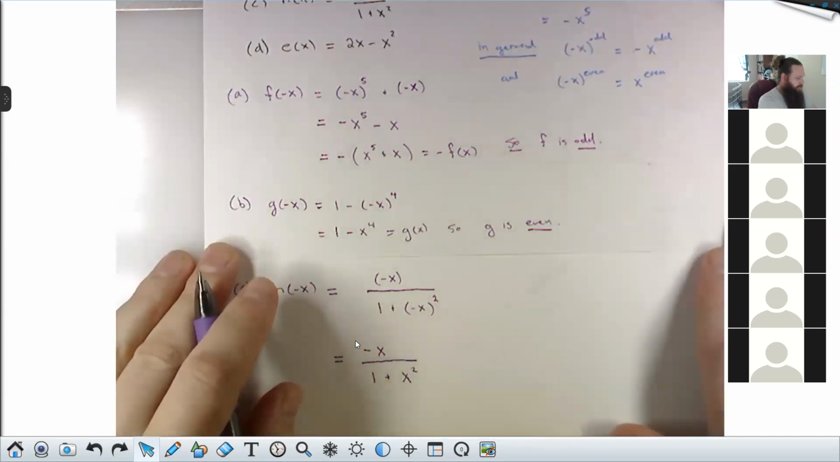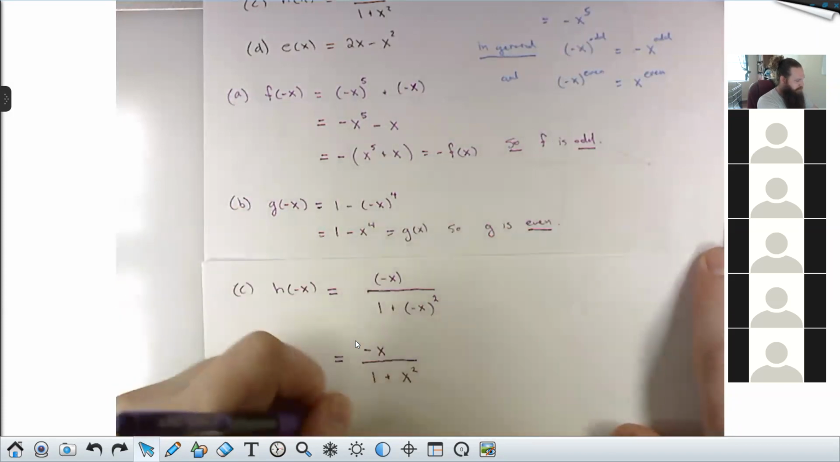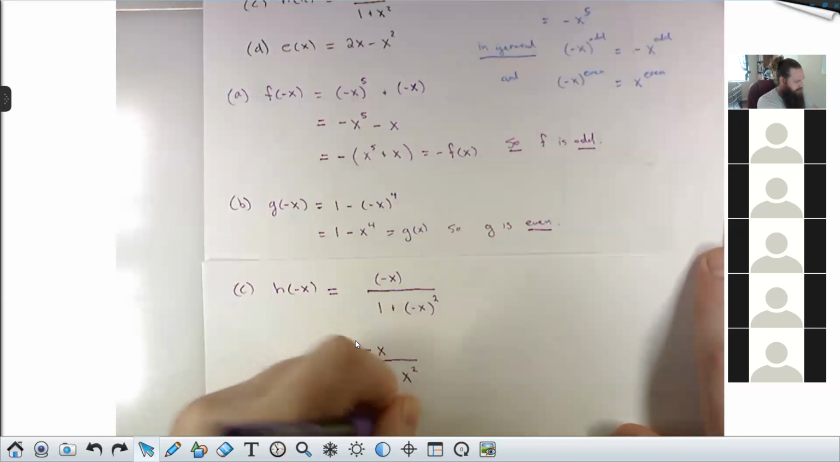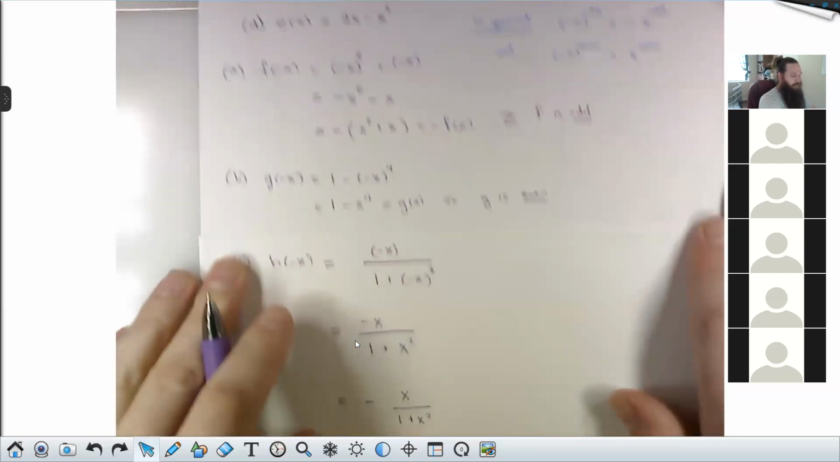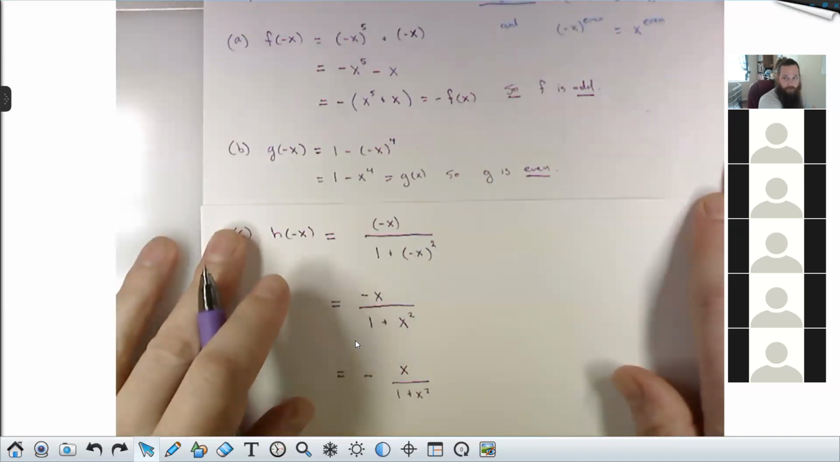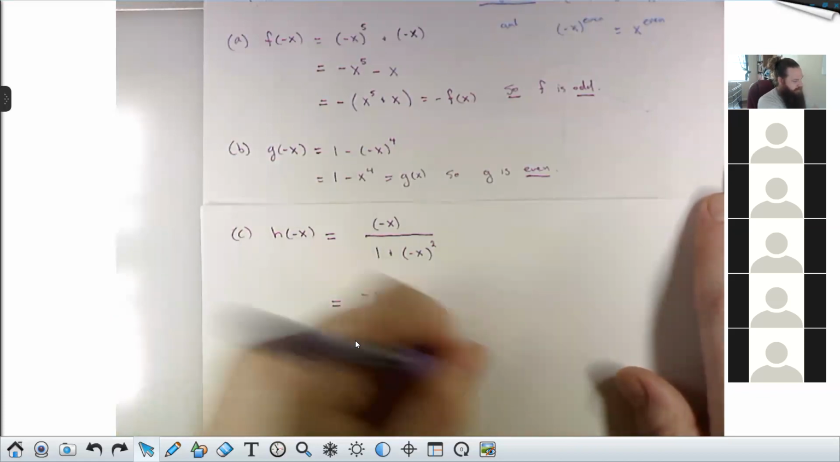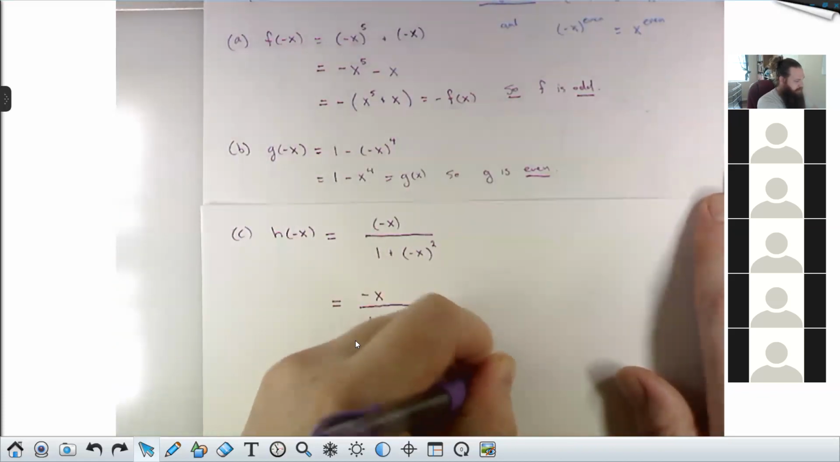And then the last thing to notice here is that you can pop the negative out from the top. This is the same as negative x over 1 plus x squared. Like negative 3 over 2 is the same as negative out front and then 3 over 2. Right? Really is the same. So this is negative h of x.